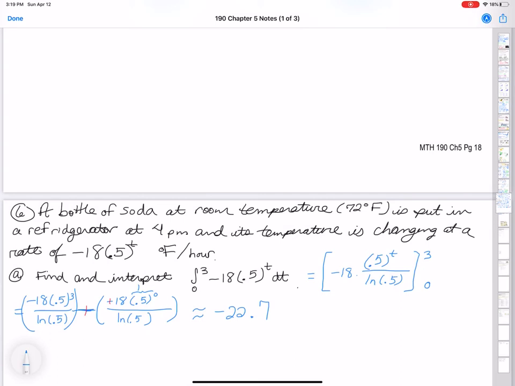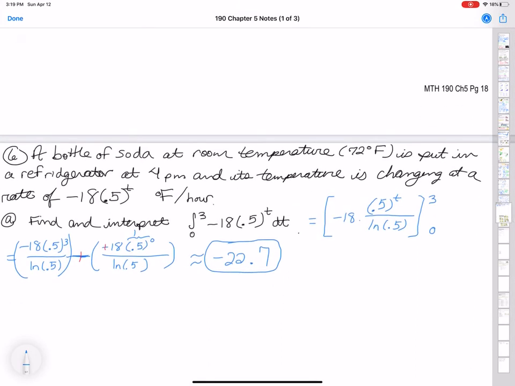Now let's actually think about, well, what does that mean? What did I just find here? Let's think about this for a second. Let's say I call a function capital T, my temperature function, the temperature of this bottle of soda. What we were given to start, this negative 18 times a half to the t power, was how fast the function was changing. And whenever we're given that information, that tells me the temperature is changing at a rate of degrees Fahrenheit per hour.